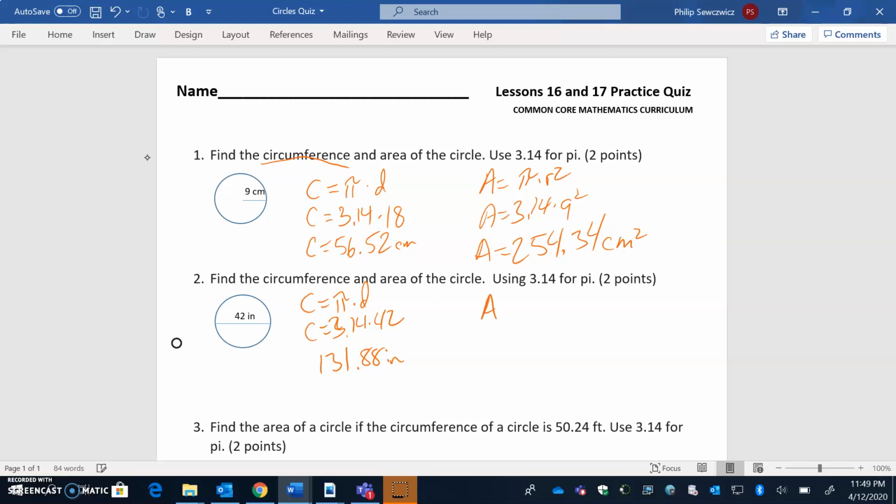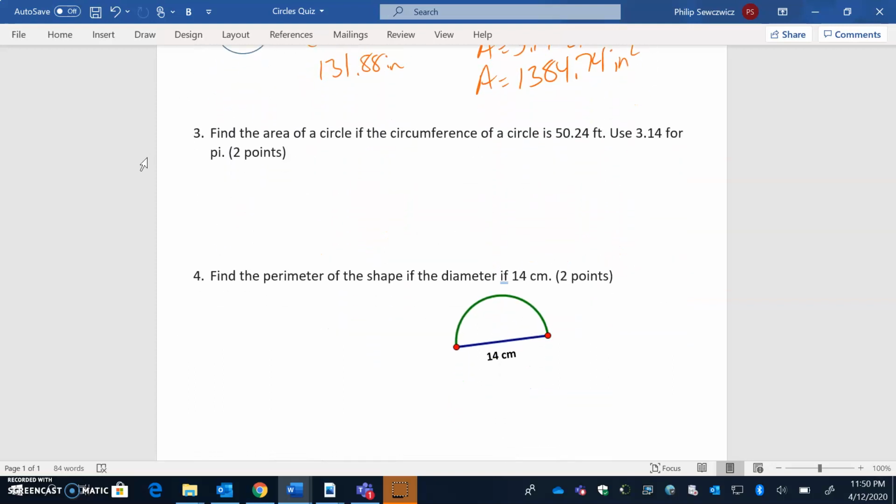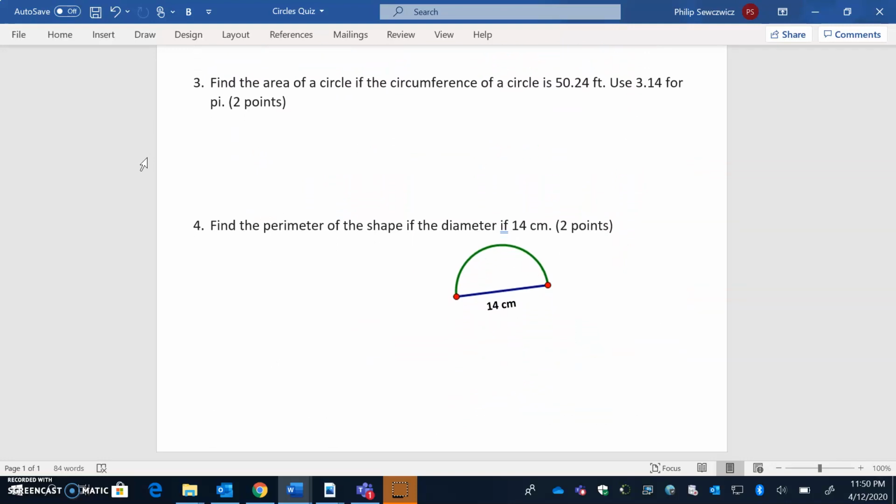All right, area. Area is pi times radius squared. Again, they're telling me to use 3.14. My radius here is not 42. I need to cut that in half, so it is 21, and I do need to square it. Again, you can just simply type it in as you see it, and your calculator will do the order of operations for you. 1,384 and 74 hundredths square inches. So yeah, plug it in. Did they give me the radius or did they give me the diameter? That's what you're watching for.